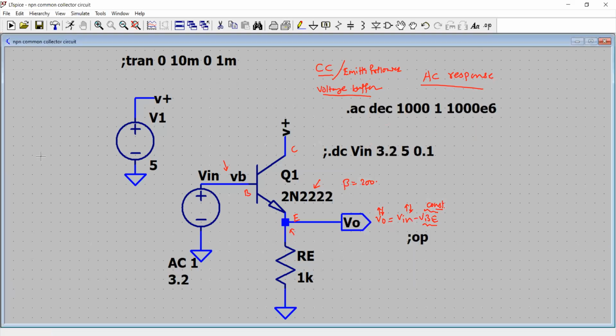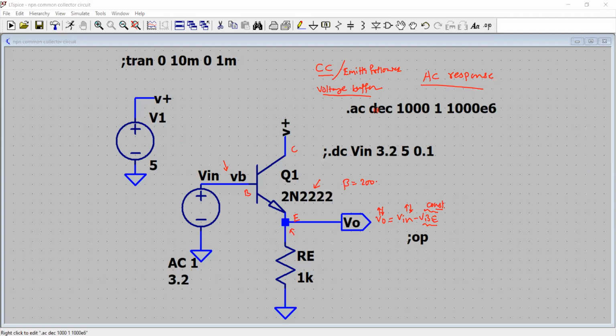With the DC biasing, base at 3.2 volts, collector at 5 volts. You see, this is the 5 volts that is coming here, and then the emitter is 3.2 minus 0.65 or 0.7, that is about 2.5. That is my DC. So this diode is forward biased, this diode is reverse biased, and the transistor is set to operate in the active mode of operation.